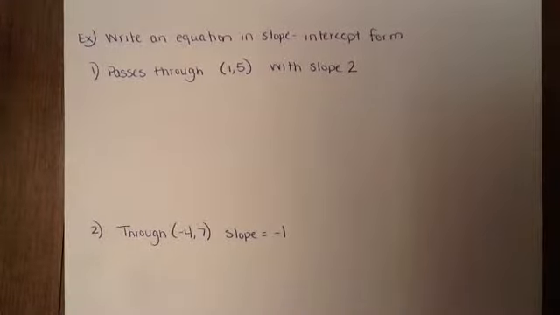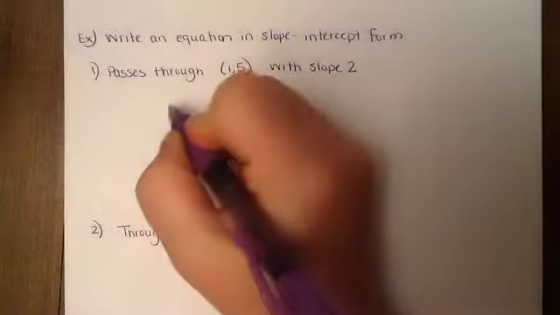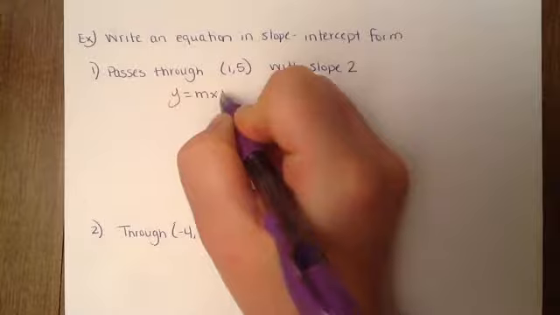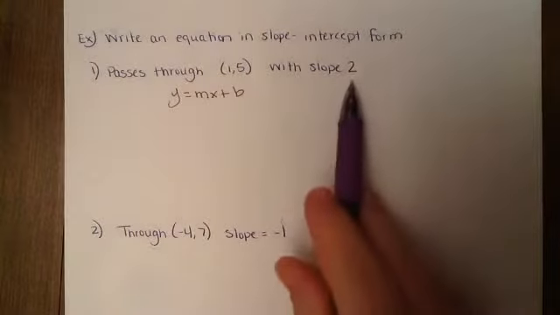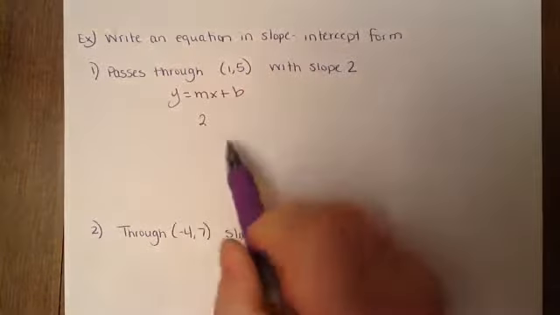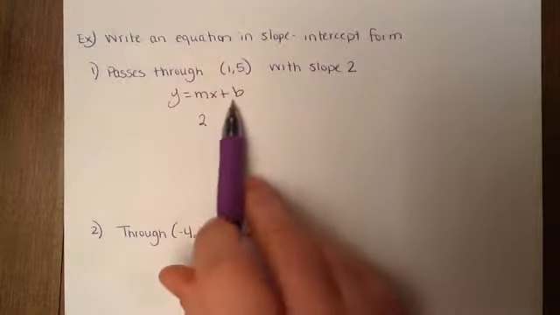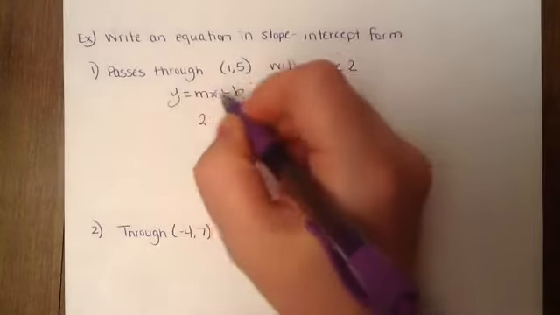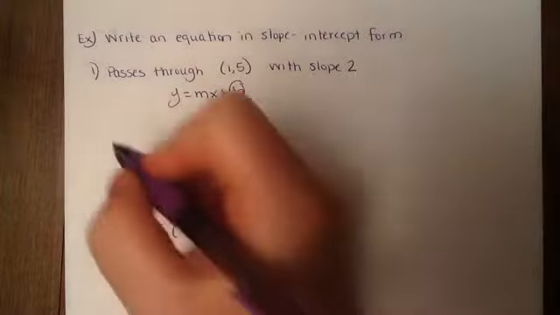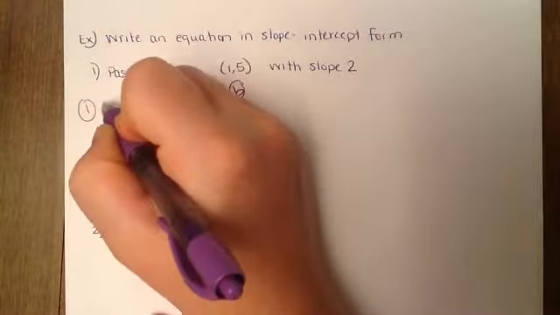Write an equation in slope-intercept form. We know our line passes through the point (1, 5), and it has a slope of 2. Now, in order to write it in slope-intercept form, we need y equals mx plus b. I know my slope, so that is here. M is 2. What other piece am I missing if I need y equals mx plus b? I'm missing the b. The two most important things we need are the slope and the y-intercept. So the first thing we need to do is find b.